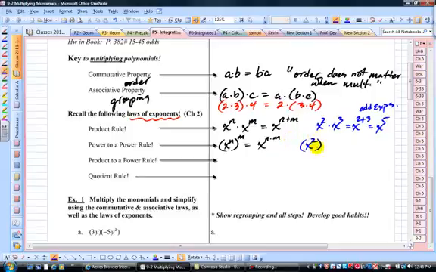If we take x squared and we raise it to the third power, which we can say cubed if we want. We can say x squared cubed, or x to the second power raised to the third power. We want to multiply those exponents. So what would the end result be, guys? X to the sixth power.